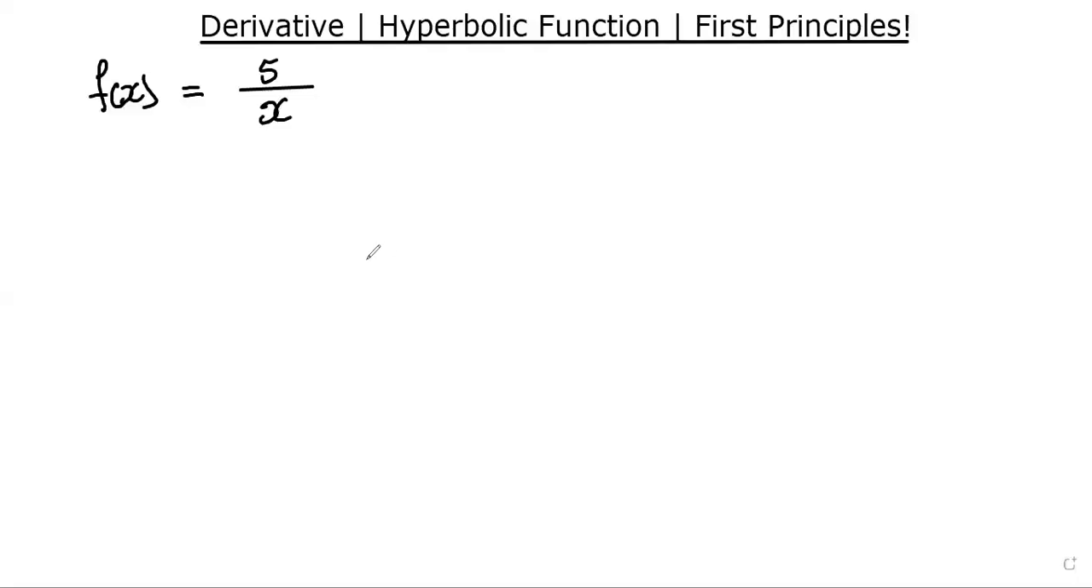So in this case, we need to find the derivative of the hyperbolic function from first principles. So the first thing we need to do is to find f of x plus h. So this means when we see x, we substitute it with x plus h. And then we state the definition of the derivative.